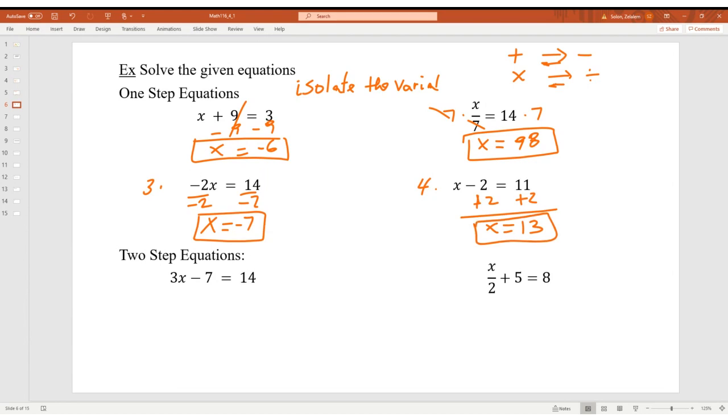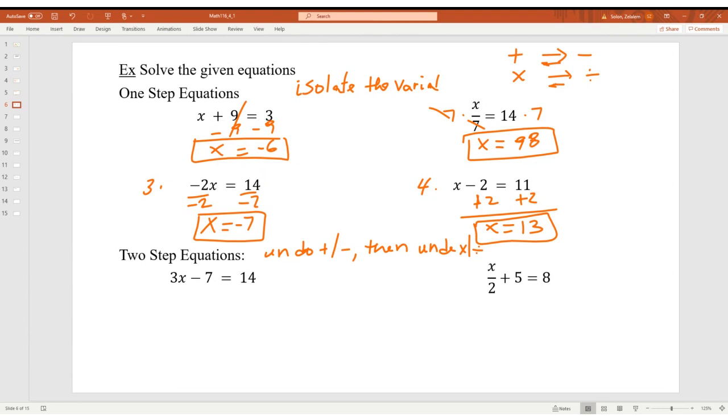Two-step equations involve multiplication or division, and then addition or subtraction. When you solve equations, you go in reverse order of operations. So first you have to undo addition or subtraction, then undo multiplication or division. So these are the steps. Just do not start by undoing multiplication or division. That doesn't work. First undo addition or subtraction.